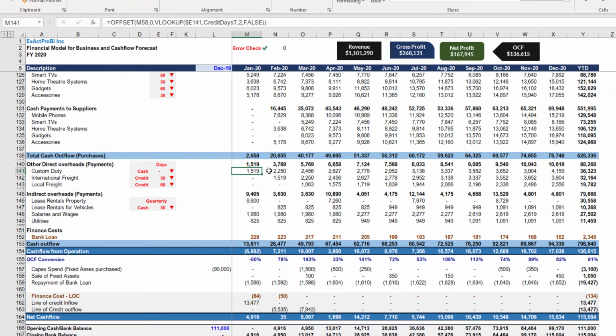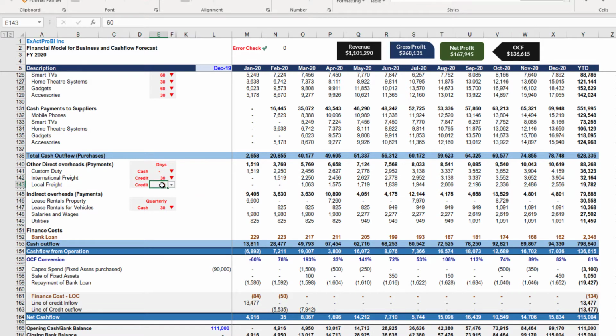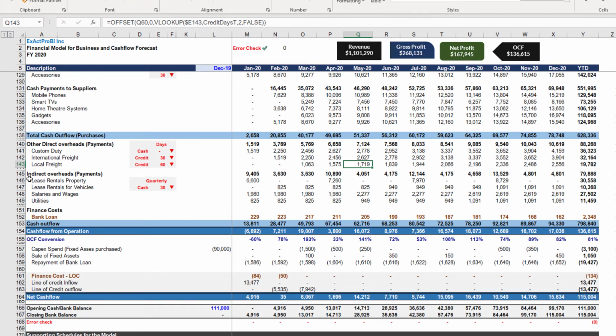So whatever the expenditure for that month, you have to pay it immediately. But for international freight and local freight, you can have some credit from your supplier. So for example, local freight I got 60 days, and for international freight, I got 30 days. So accordingly, the cash outflow will be modeled here. Same with the overhead and payment.